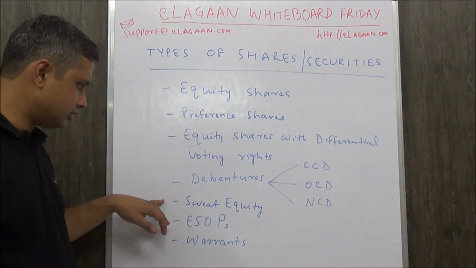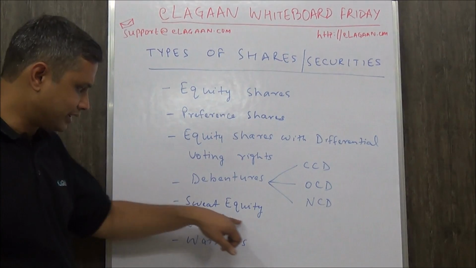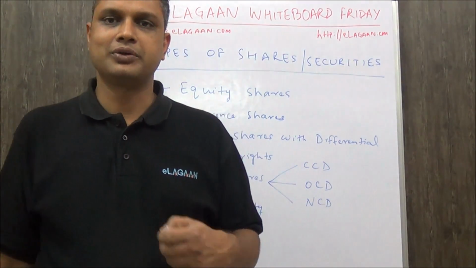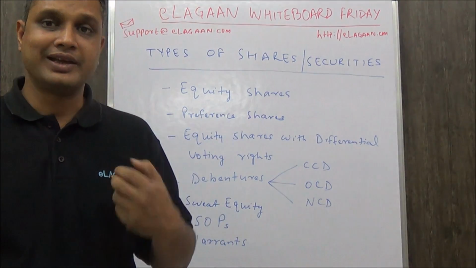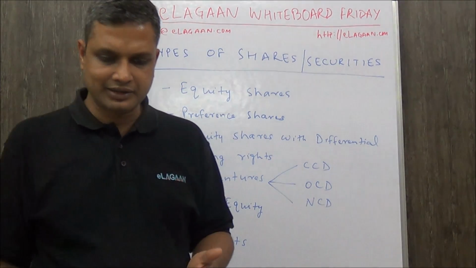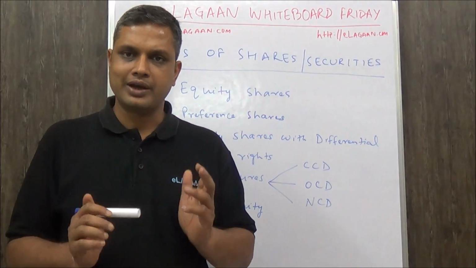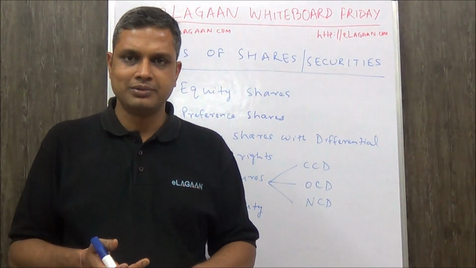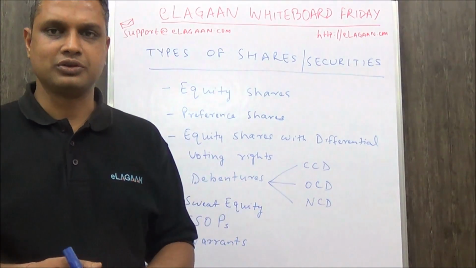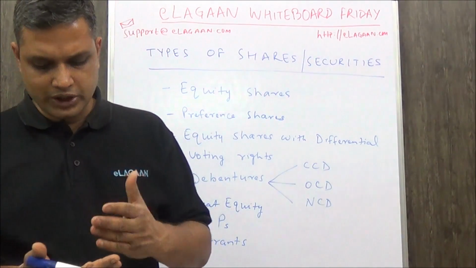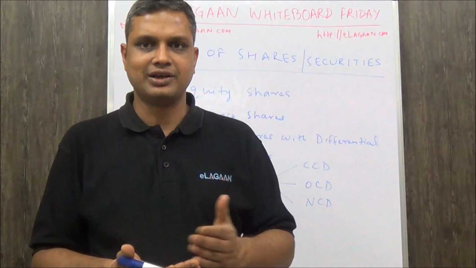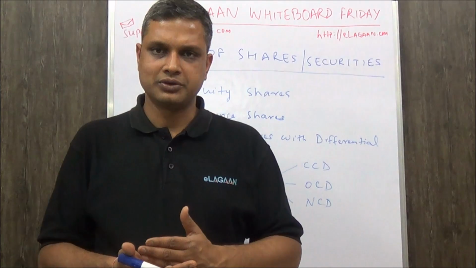The fourth kind of equity share is sweat equity. Sweat equity, as the name suggests, is equity given against sweat. If there is a director or employees of the company who are rendering valuable services to the company, they are eligible to get sweat equity. So sweat equity is something which is given against the sweat. That means there is no cash transaction to buy this equity.